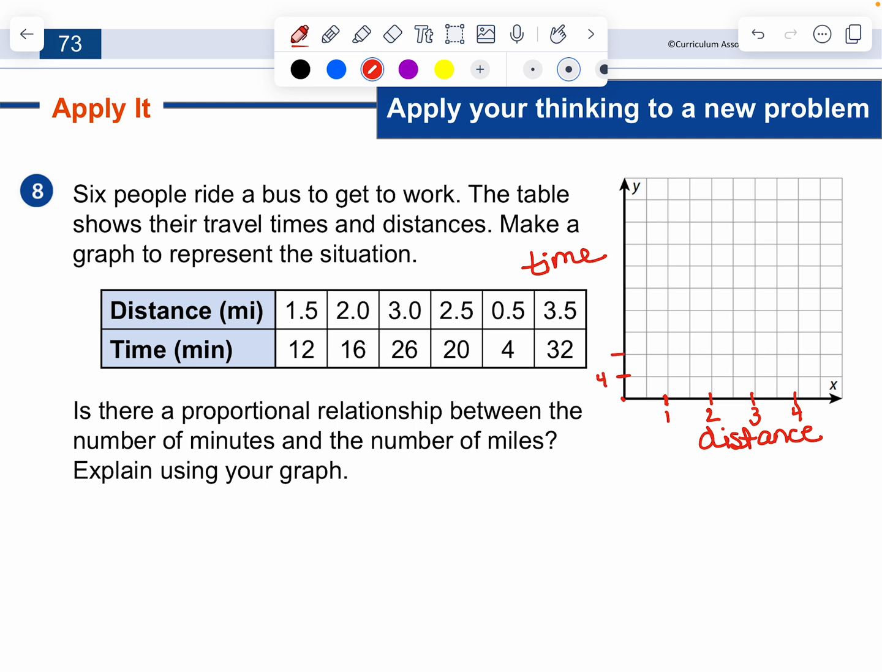4, 8, 12, 16, 20, 24, 28, 30, 32. And that's my highest value, so that's good. And now let's plot the points.